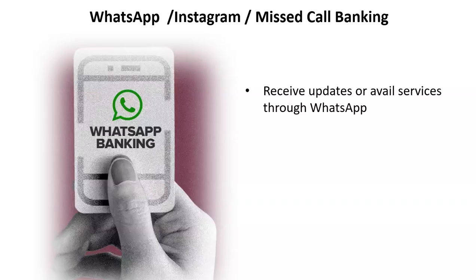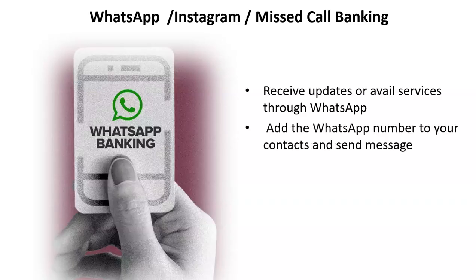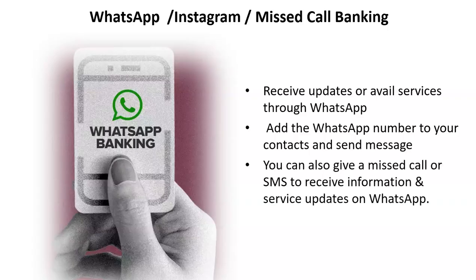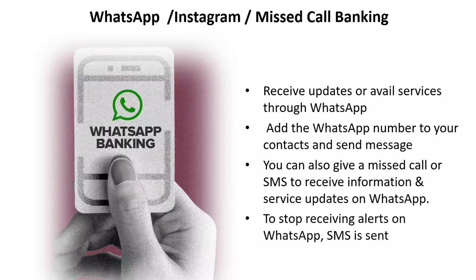Receive updates, avail services through WhatsApp. So 3 transactions are provided on WhatsApp generally, and it may vary from bank to bank. Add the WhatsApp number to your contacts and send a message. You can also give a missed call or SMS to receive information service updates on WhatsApp. To stop receiving alerts, customer can say stop and send it to the WhatsApp, and those services will be deactivated also.